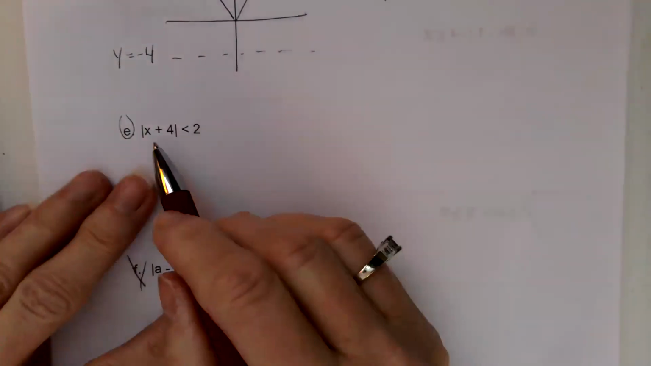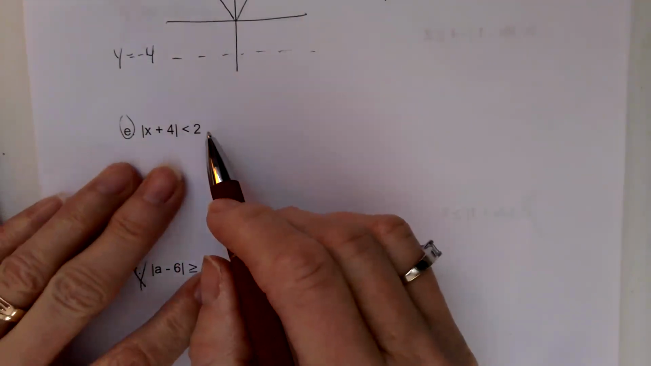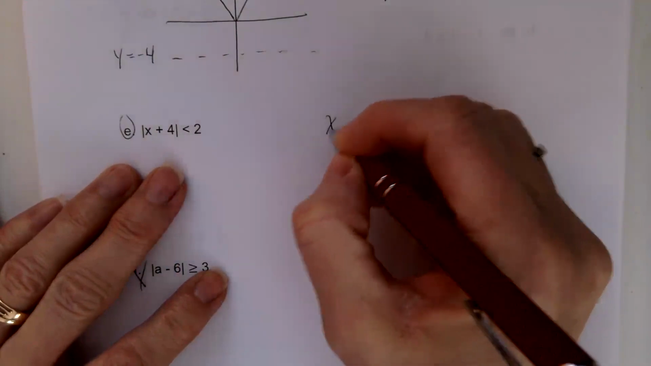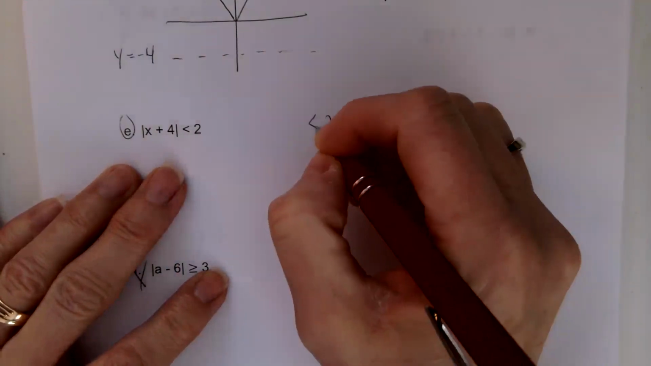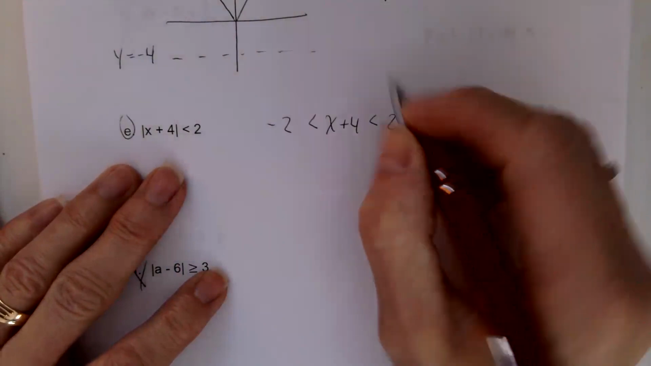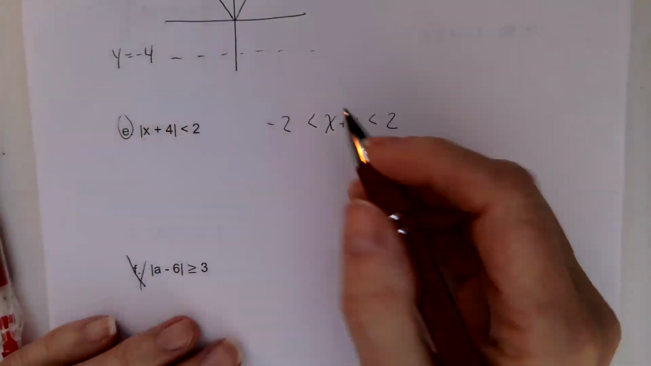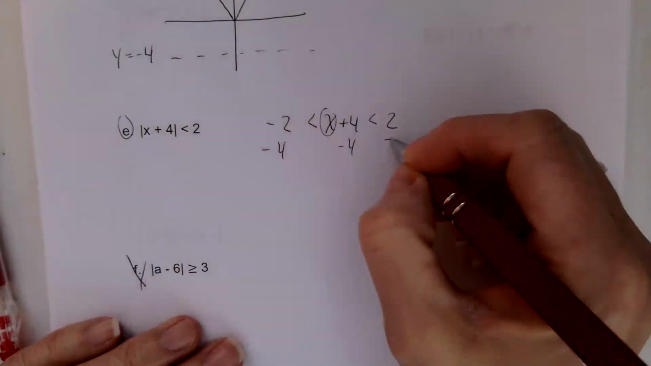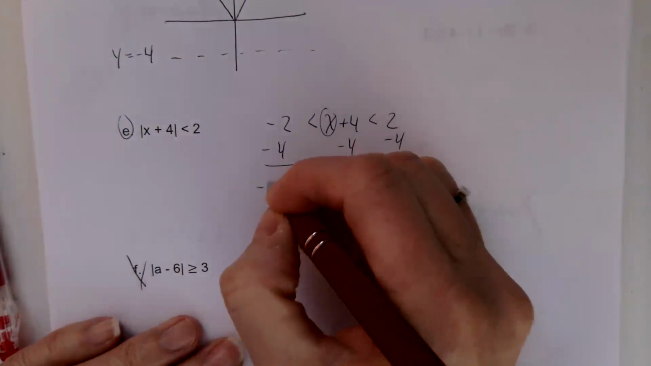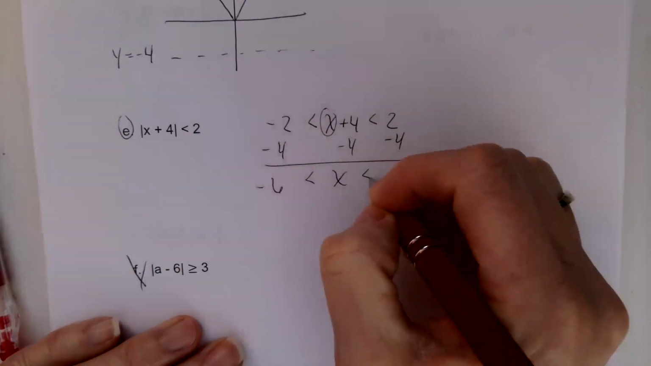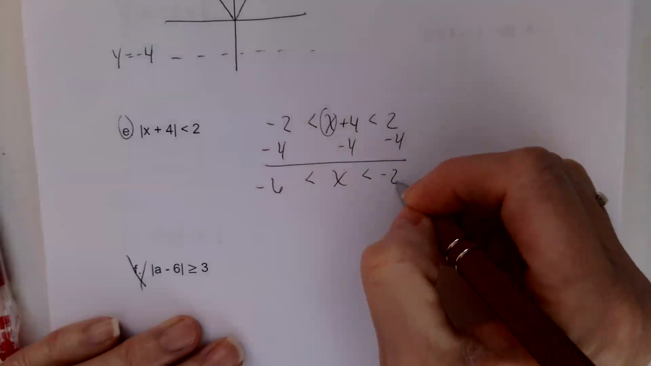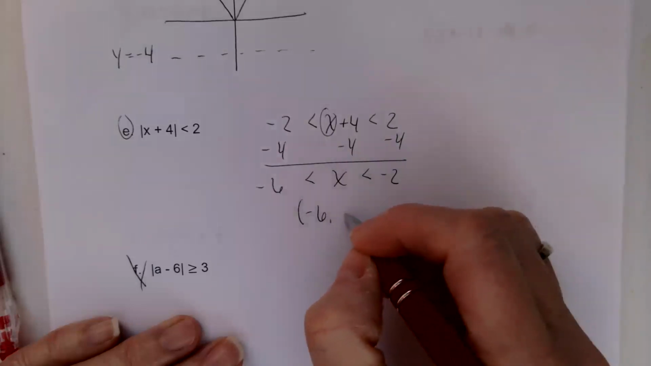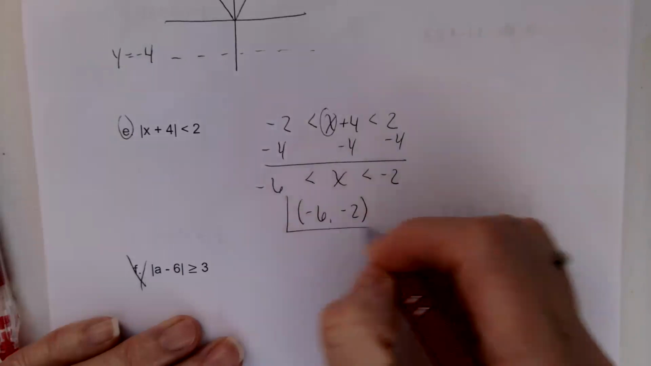Now we have the absolute value of x plus 4 less than 2. Okay, so that means x plus 4 is between a negative 2 and 2 because it's a less than. It's between them. So now I'm going to solve for x by subtracting 4 from all 3 pieces. So negative 6 is less than x is less than negative 2. So we have open at negative 6 and open at negative 2.